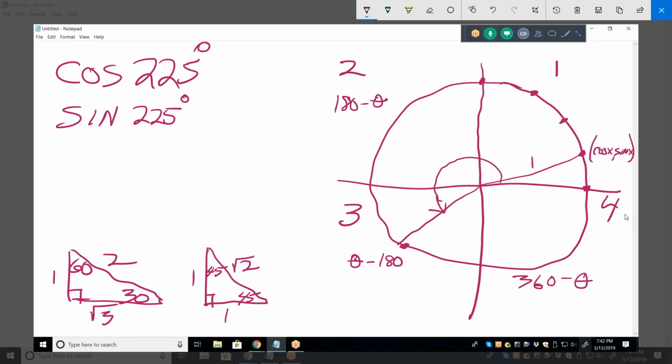I don't think we've learned this. 225 is in which quadrant? 225 is in the third quadrant. Okay, so what's its equivalent? What's its reference angle, which I like to put in parentheses right there. 45. Okay, now use one of those two triangles down below to figure out what the cosine of 45 is.